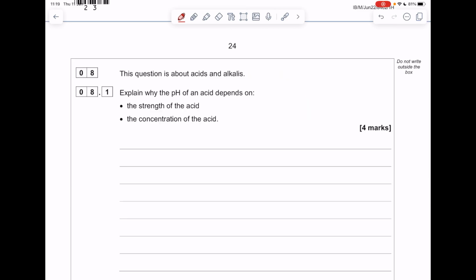This question is about acids and alkalis. Explain why the pH of an acid depends on the strength of the acid and the concentration of the acid. Remember that acids all contain H+ ions, they're H+ ion donors. So first of all, pH depends on H plus concentration.